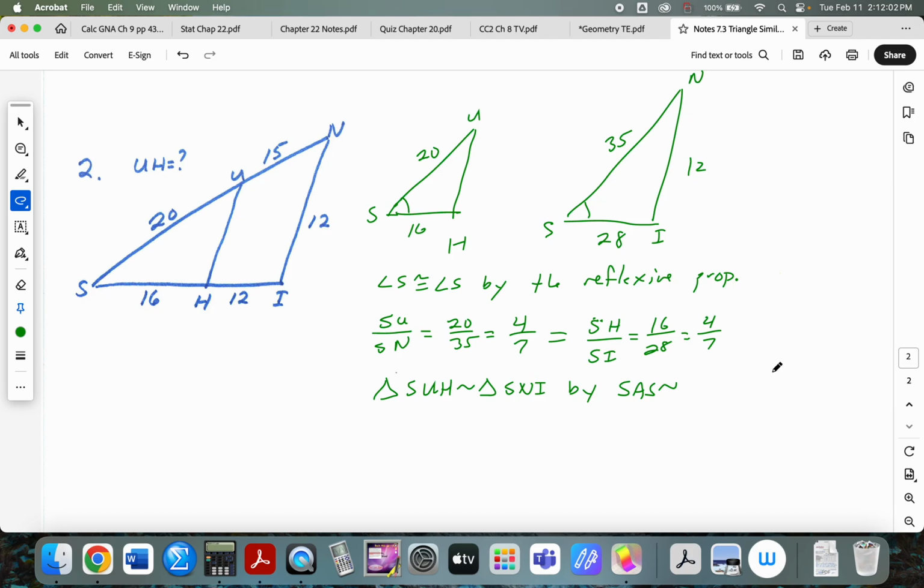The nice thing about this is I know the ratio. The ratio of the sides is 4:7. So 4/7 is equal to UH over 12.